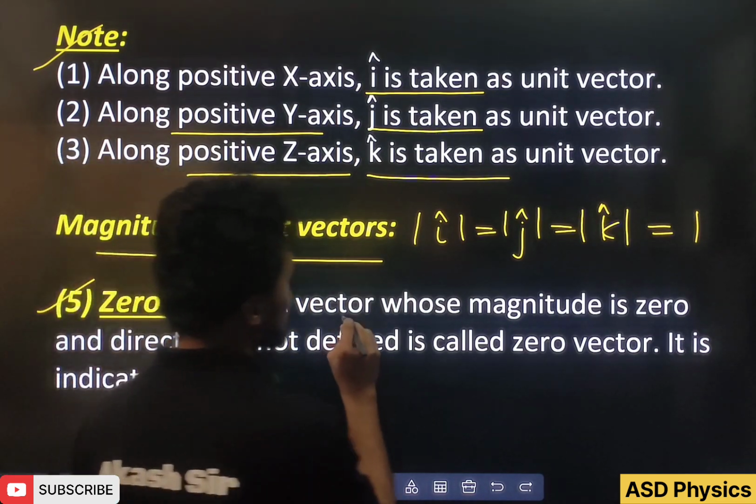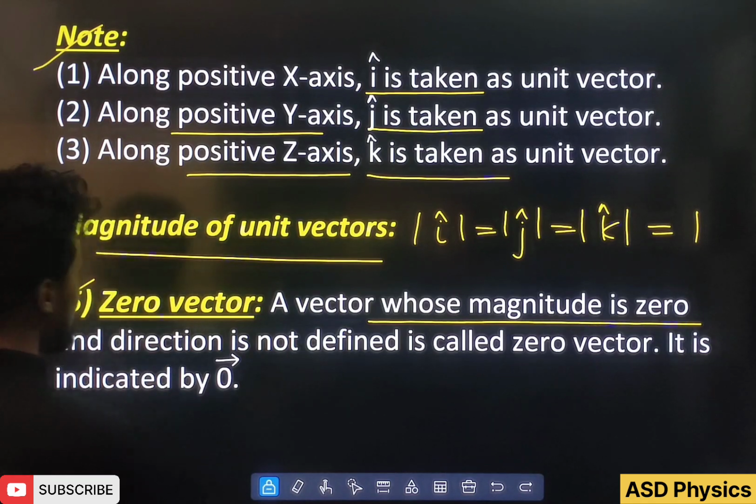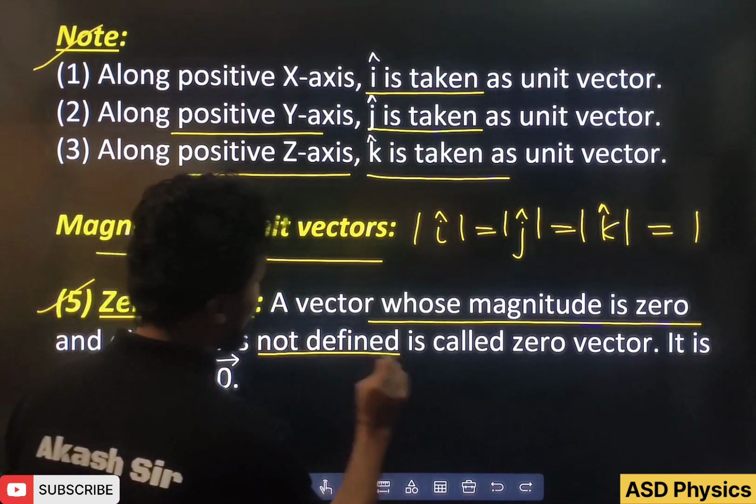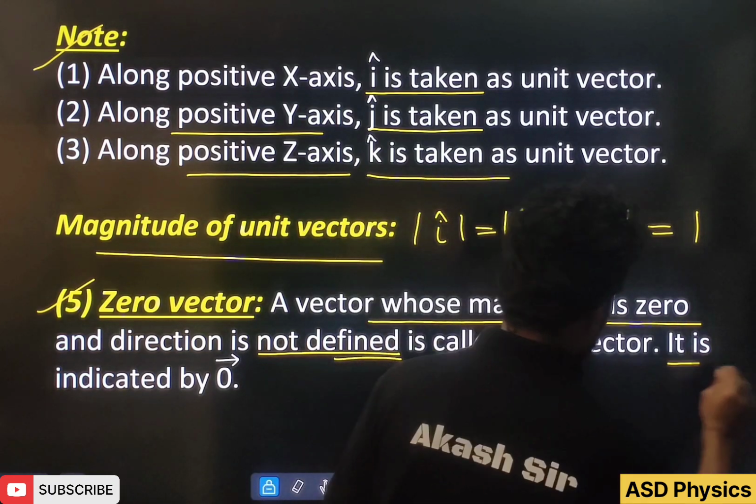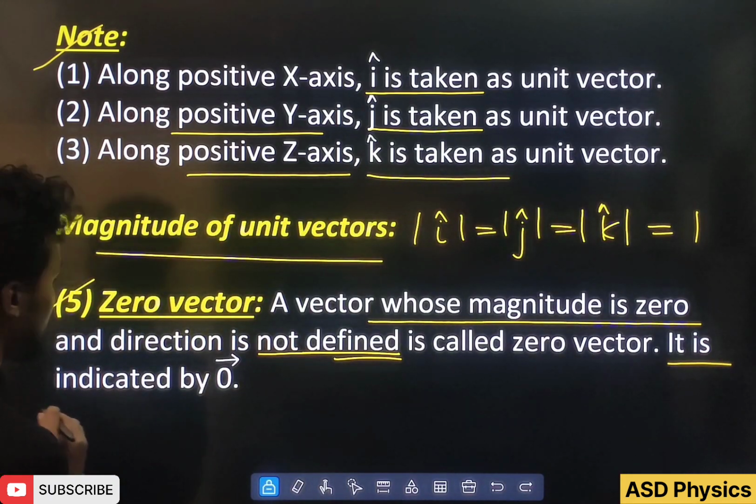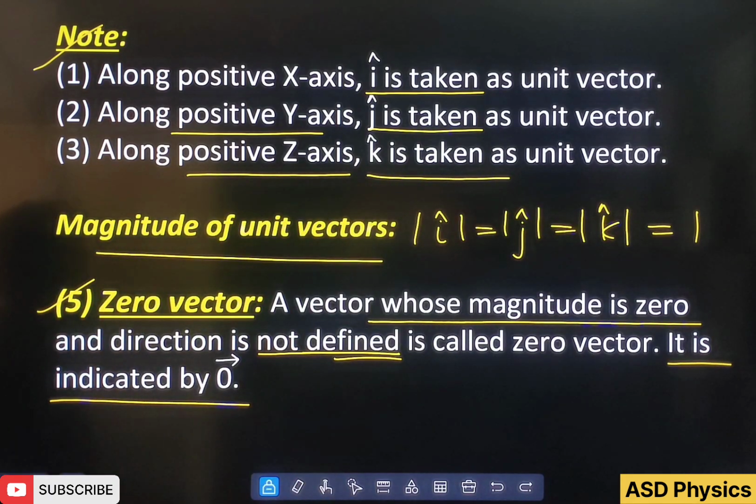Now students, the zero vector. What is the zero vector? A vector whose magnitude is 0 and whose direction is not defined is called the zero vector. It is denoted by vector 0. Sometimes even the net force is 0, so we write vector F equal to vector 0.